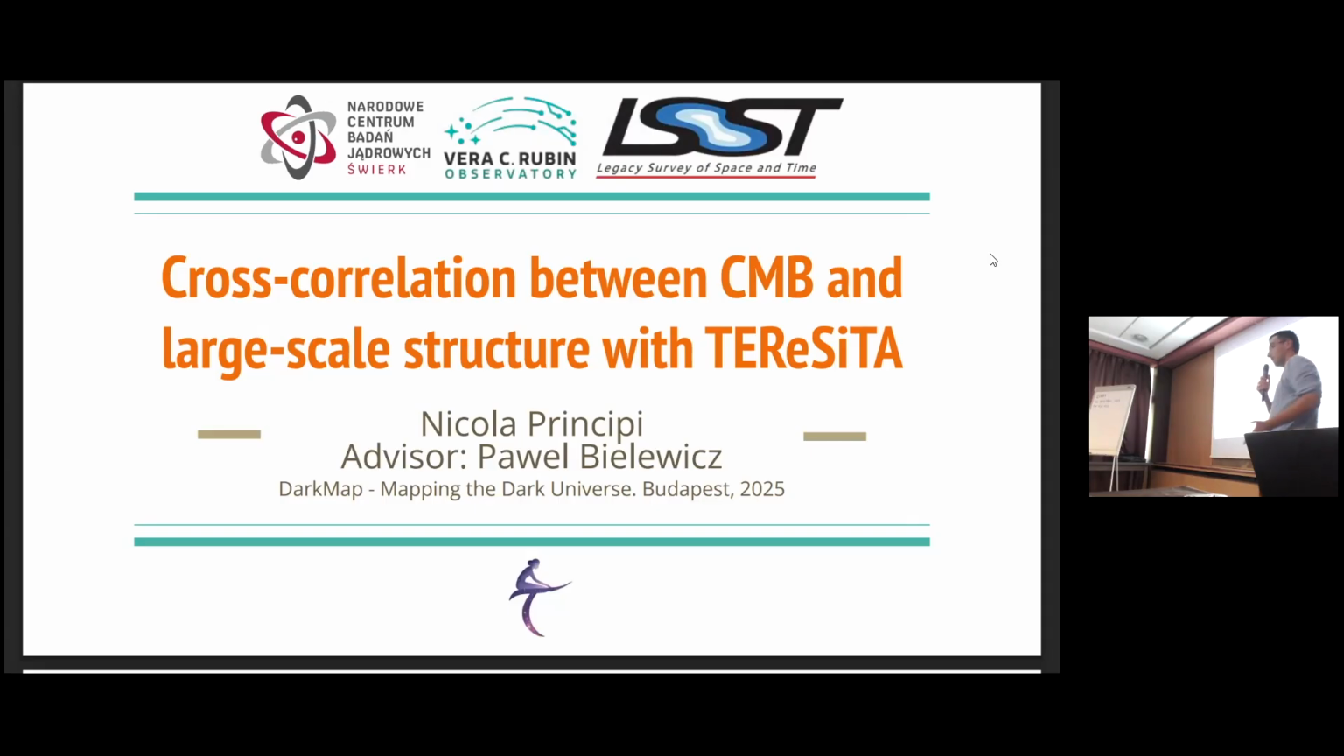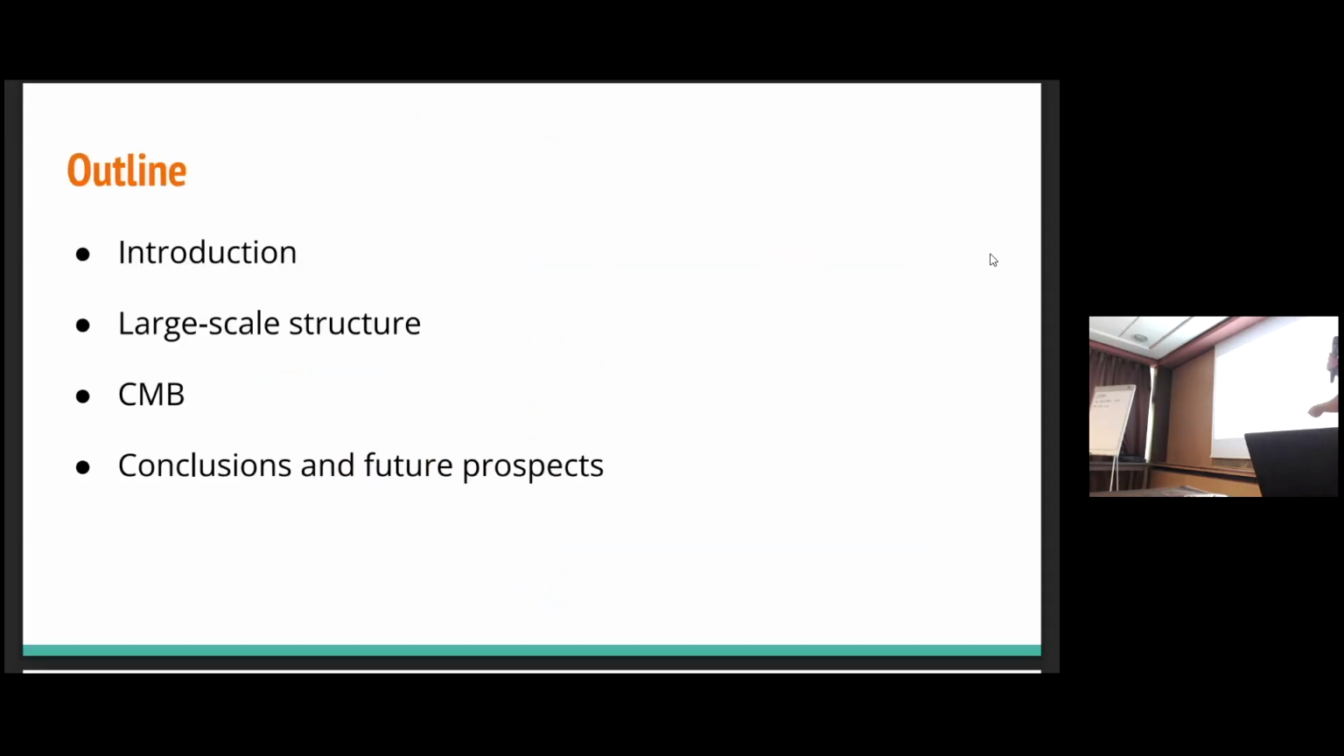I'm Nicola Principi, first year PhD student in Warsaw, and today I will be talking to you about cross correlations between CMB and large-scale structure with our set of simulations, Teresita. I will start with a brief introduction on CMB lensing, then talk about the large-scale structure part of our simulation. Then I will tackle the CMB part, and then I will give my conclusions and talk about some future prospects. Let's start with the introduction.